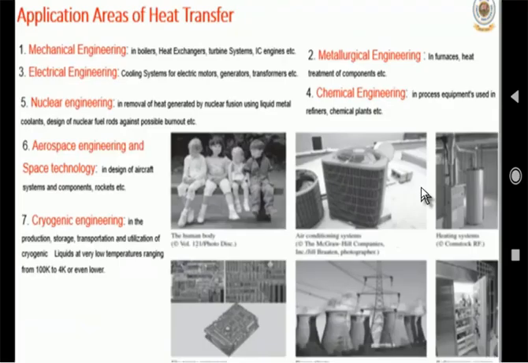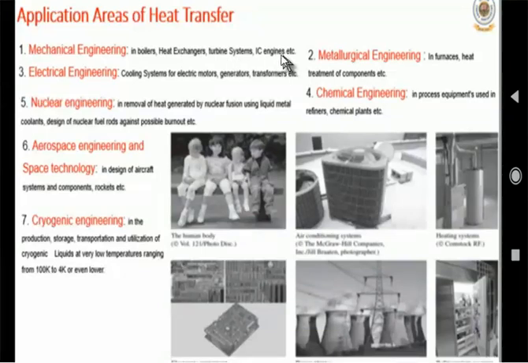Next, application areas of heat transfer. Here you can apply this heat transfer concept. These applications can be studied with respect to different fields of engineering. First, you can take mechanical engineering. Here you can use this in the boiler, heat exchangers, turbine systems, IC engines, etc.